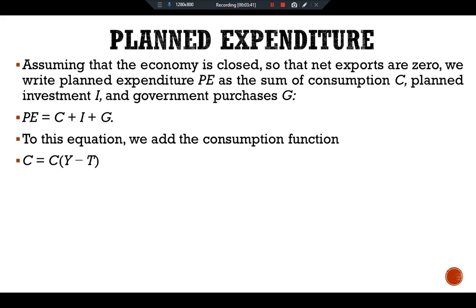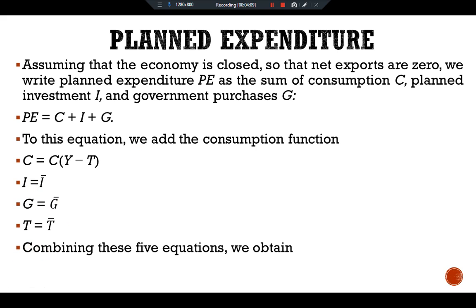To keep things simple, we now take planned investment as an exogenous, or fixed, variable. So here we have I = I-bar. And we also assume, with the help of fiscal policy, that the levels of government purchases and taxes are fixed. So we have G = G-bar and T = T-bar. Combining these five equations, we obtain PE = C(Y - T-bar) + I-bar + G-bar.